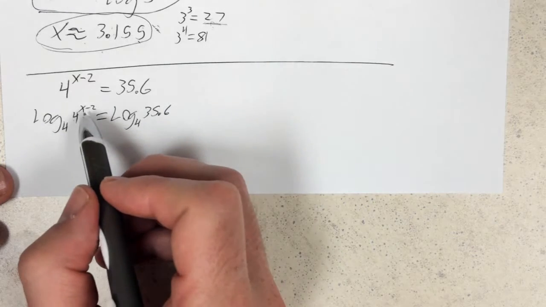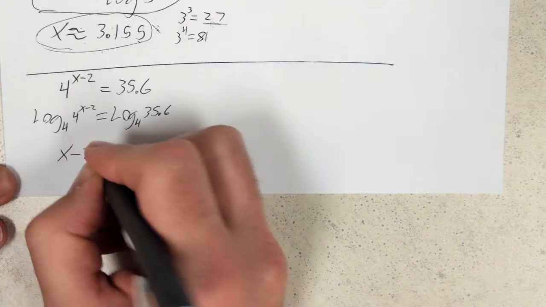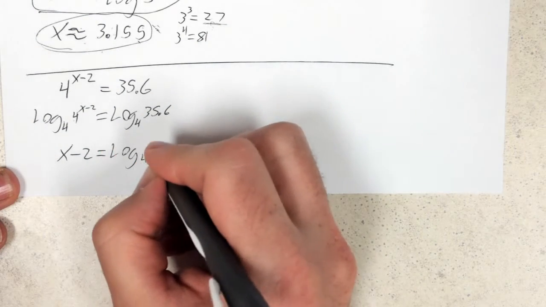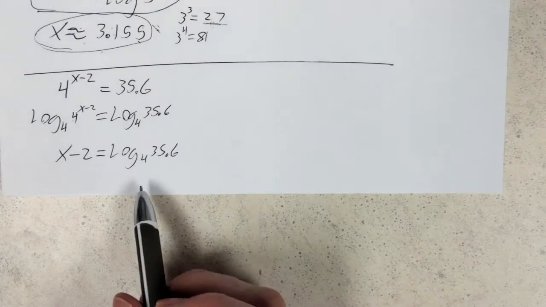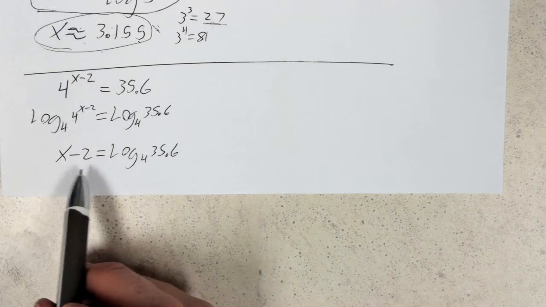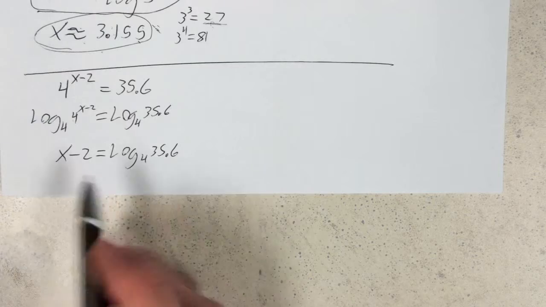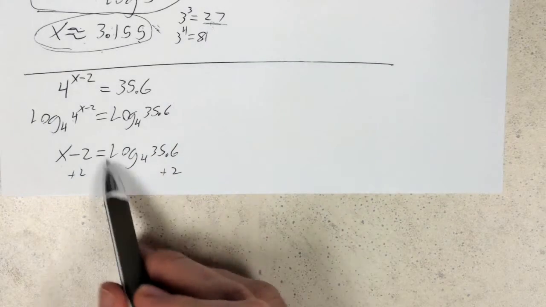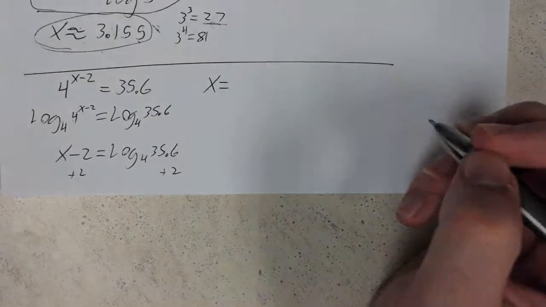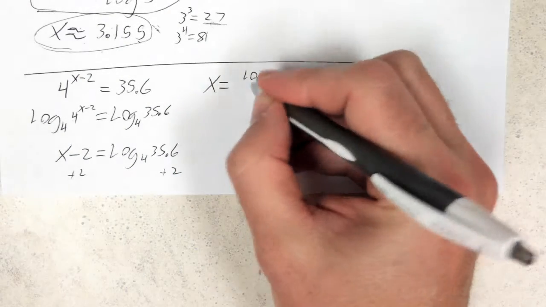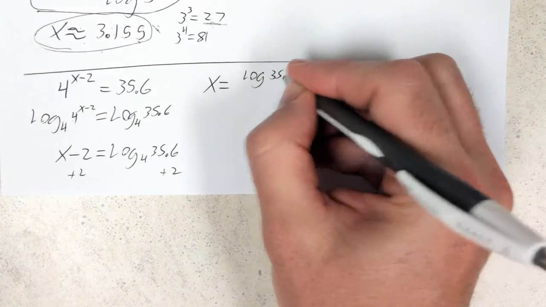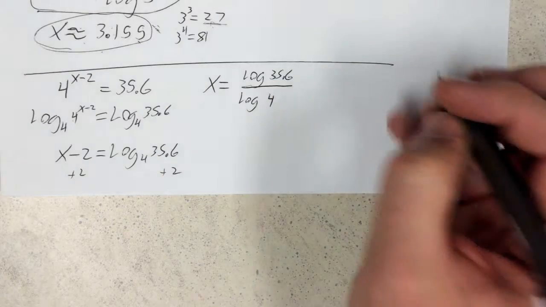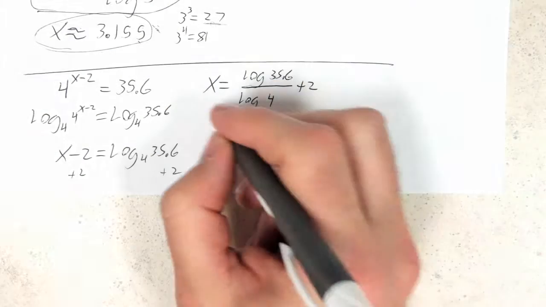Alright, that cancels out, and on this previous one, it was just 4 to the x, or whatever to the x. Well, here it's to the x minus 2, so we're left with x minus 2 is equal to log base 4 of 35.6. Okay, so we want to solve for x, so we're going to move, plus 2, and then change this base. So we're going to get x is equal to log of 35.6 divided by log of 4 plus 2.